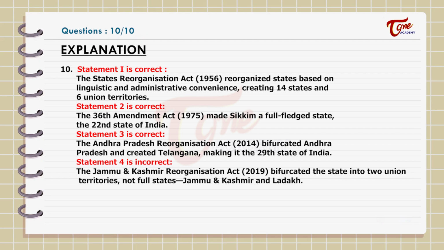The 36th Amendment Act 1975 made Sikkim a full-fledged state and 22nd state of India. Statement 3 is correct. The Andhra Pradesh Reorganization Act 2014 bifurcated Andhra Pradesh and created Telangana, making it the 29th state of India. Statement 4 is incorrect. The Jammu and Kashmir Reorganization Act 2019 bifurcated the state into 2 union territories, not full states, Jammu and Kashmir and Ladakh.